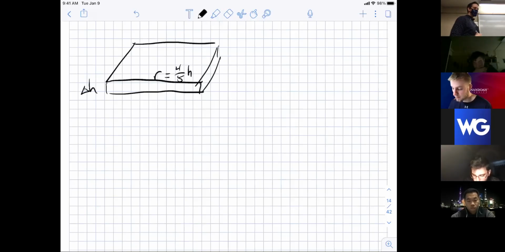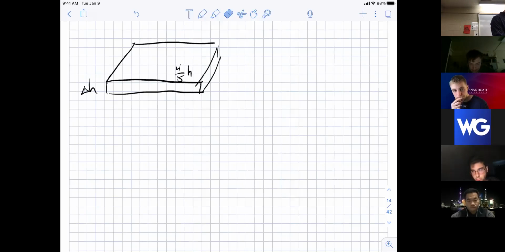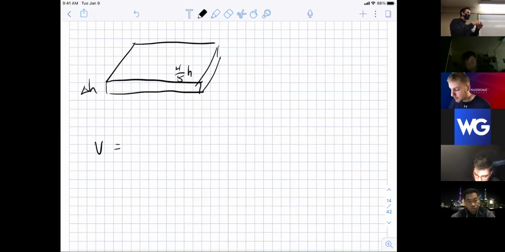Okay. So then what is the volume of this little sliver just in terms of h? Well, it's the same way with the coin shape. You just take the area of one of the bases and multiply by the height, right? So what's the area of the base?